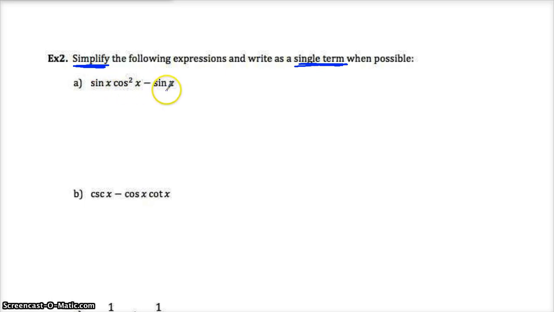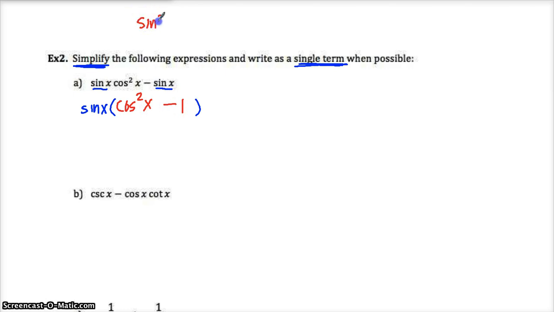So we might factor, we might substitute in sine and cosine for any other functions that aren't sine and cosine, and then use a factoring strategy or something else. So here we have sine times cosine squared minus sine of x. So I can factor out my sine of x. When I factor out my sine of x, I'm left with cosine squared x minus 1.